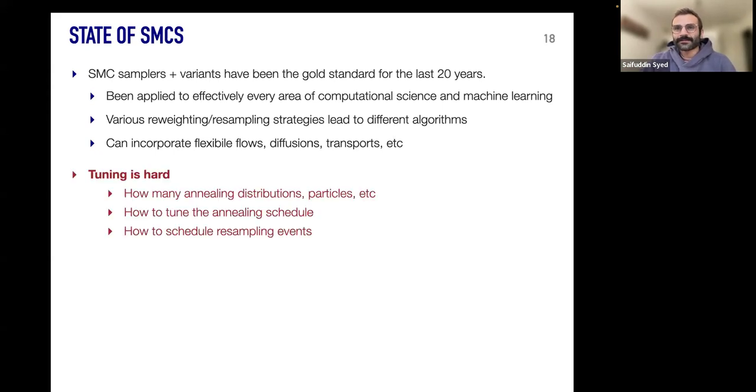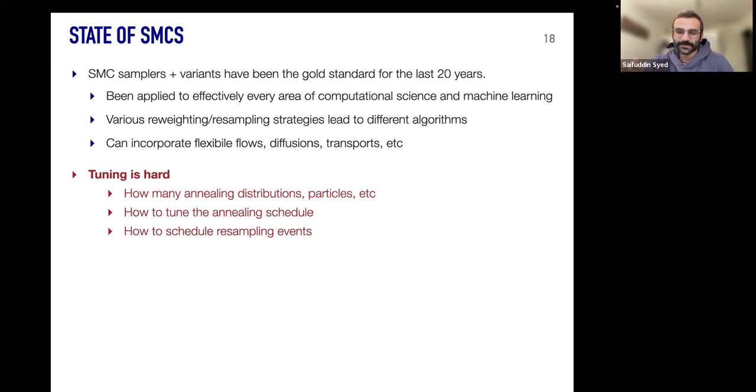So there are a couple things here that make SMC samplers not the most friendly algorithm to work with. In particular, I described a lot of moving parts, and if you mess up any of them, it completely falls apart. So for example, how do I actually pick these annealing distributions? That's fundamentally important. There are a lot of different design choices here. How do I pick the number of particles? How do I tune the annealing schedule itself? The choice of the schedule matters a lot.